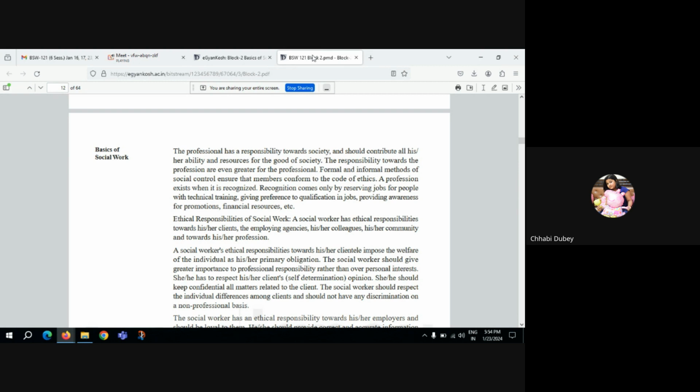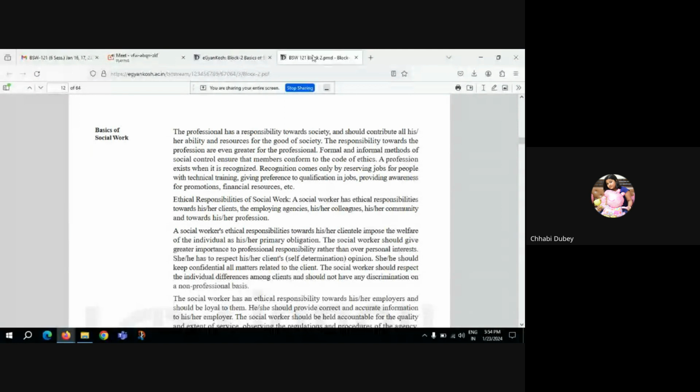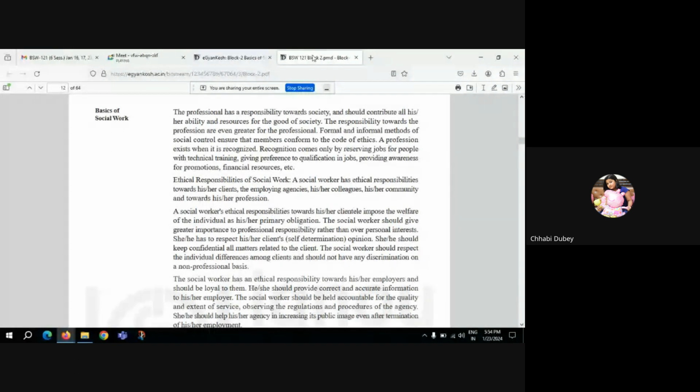Okay, and they also need to give importance to professional responsibility rather than to personal interest. Okay, they have to consider the self determination of the client, that is the decision that the client wants to take for his or her life. Okay, they have to keep the matters discussed with the client very confidential. Okay, and also respect the individual differences that they may find between different clients.